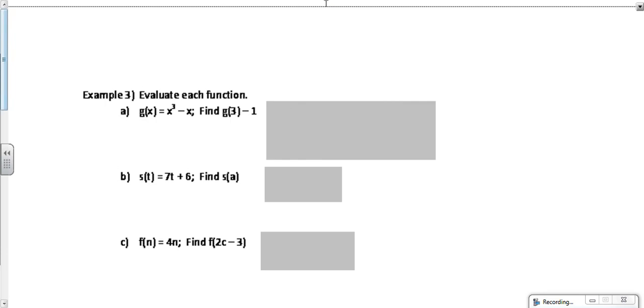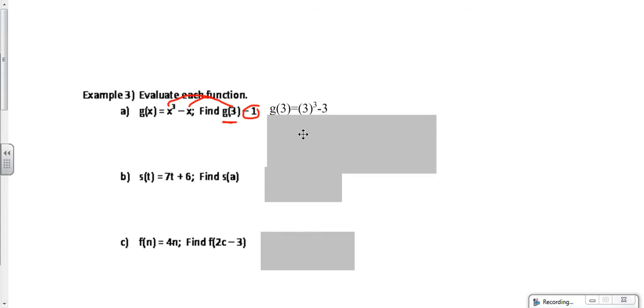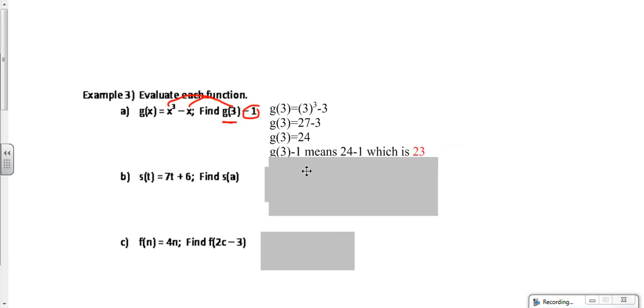Same thing here. Now this one's more interesting. It tells us to find out what g of 3 is and then subtract 1. So g of 3 would be to plug 3 into those places. I'm just finding g of 3 first, and I get 3 cubed minus 3. Again, I'm focusing on the left piece here. That means 27 minus 3, which gives us 24. Now it wants g of 3 minus 1. Well, g of 3 is 24. Now I'm supposed to subtract 1 from it. So the answer is 23.